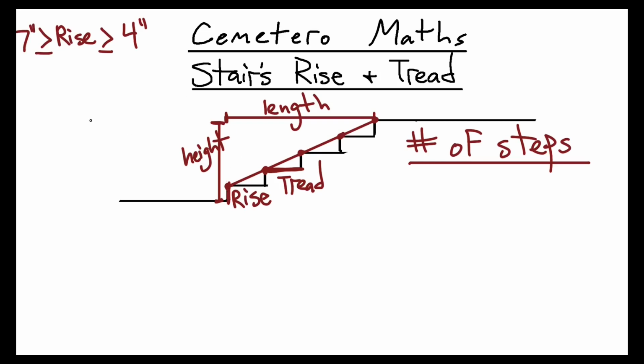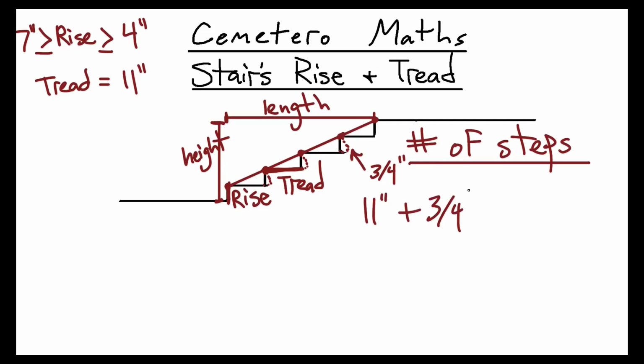The tread, however, needs to be, I'm going to say, 11 inches. Really, it's supposed to be a foot, but each step here is going to have a little batter. And this little batter is going to be 3/4 of an inch. So we have 11 inches plus 3/4 of an inch equals approximately 1 foot, right? So the tread needs to be a foot total. Each tread needs to be a foot total at least.